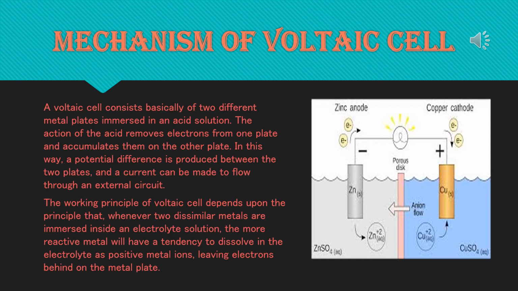H+ ions from the solution, that means H2SO4 is there, reaching the copper plate collect electrons from the plate to become electrically neutral hydrogen atoms. This hydrogen atom forms hydrogen molecule which comes out as hydrogen gas, and copper plate becomes positively charged. That's why H+ ion is going to the copper plate. See the diagram. In the cell, the copper plate is called positive electrode or positive pole or anode, and the zinc plate as negative electrode or negative pole or cathode.